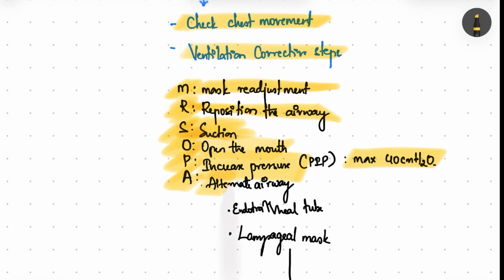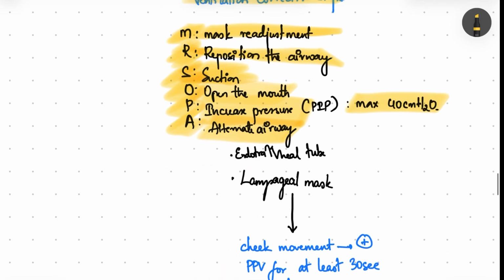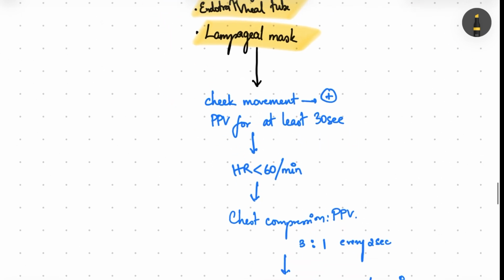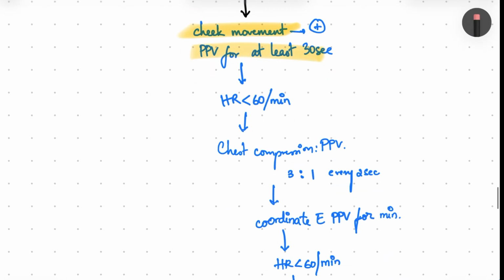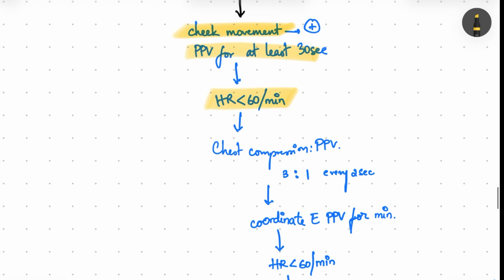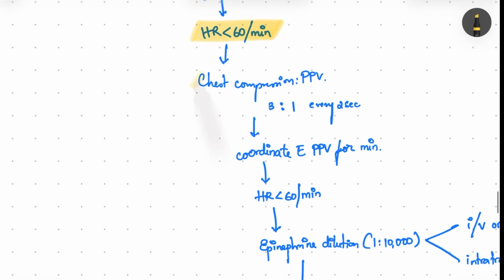Then you need to find an alternate airway like an endotracheal tube or a laryngeal mask. You will learn this in the anesthesia section, and soon I'll make a video on these two things. Then again check for chest movement. If chest movement is present and positive pressure has been given for at least 30 seconds, and even then the heart rate is not increasing above 100, and is going below 100, most probably below 60, then you need to go for chest compression.